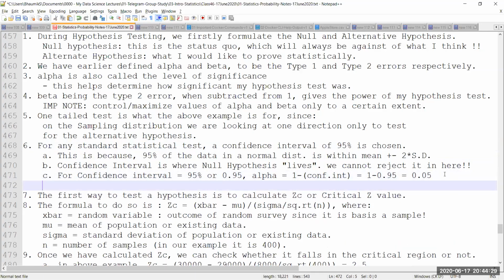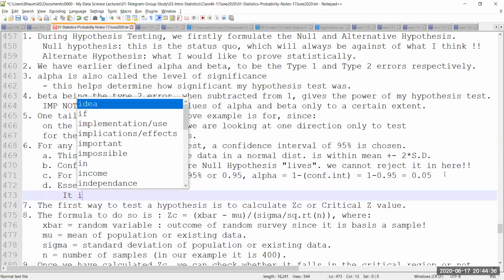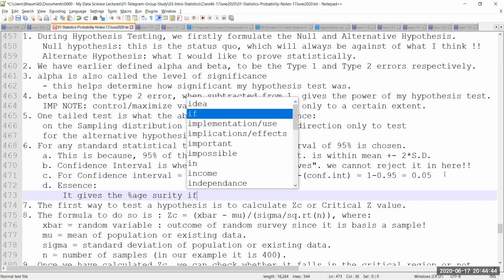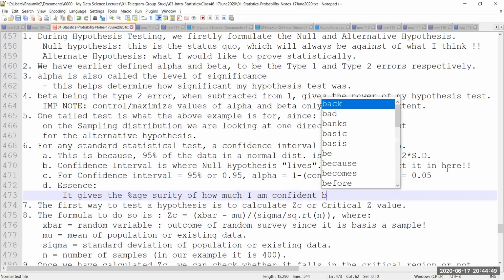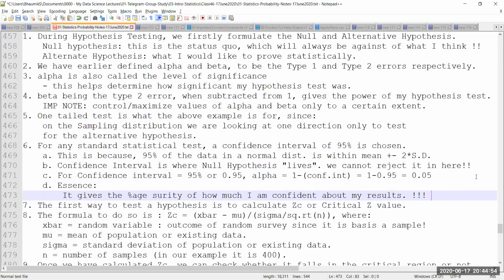Now, what is the essence of this confidence interval? I'll write this as essence. The essence of the confidence interval is, it gives the percentage surety of how much I am confident about my results. Now, this is contradictory to this line. If confidence interval is where a null hypothesis lives, then how can that percentage be a surety of how much I'm confident? This is kind of an opposite thing, I understand.